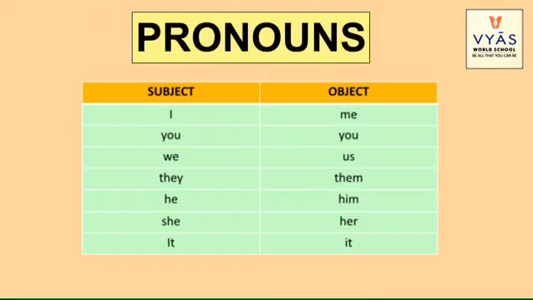So if we use the pronoun I in the naming part of the sentence, in the beginning of a sentence, then in the middle or the end of the sentence we use the pronoun me. Similarly, with you we use the pronoun you. If we are using the pronoun we in the naming part of a sentence, then for the telling part of the sentence we use the pronoun us. With they we use the pronoun them. With he we use him. With she we use her, and for it we use the pronoun it.